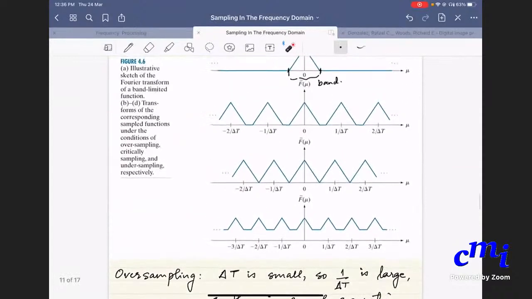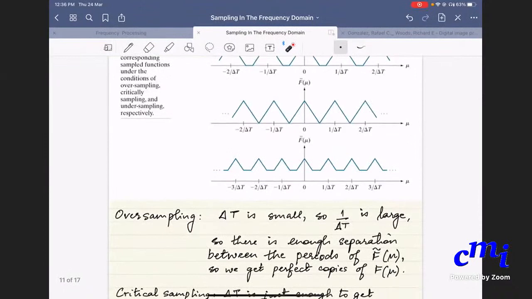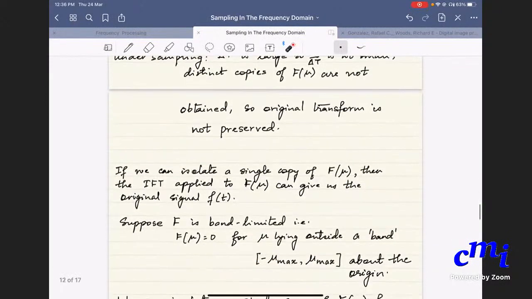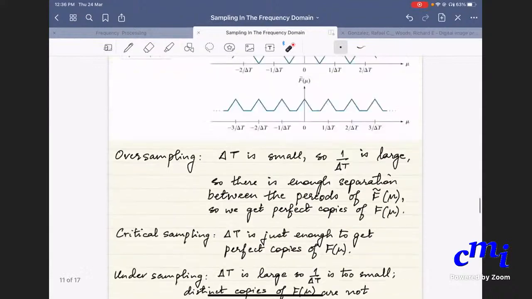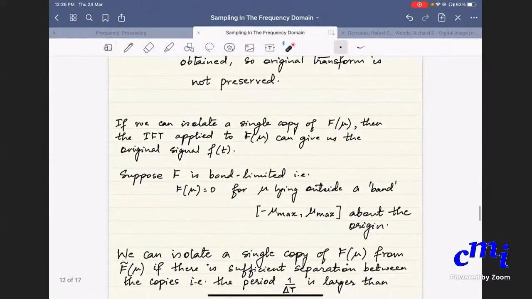Now we'll just make it precise by putting numbers. Here I have just explained these three things: oversampling, critical sampling, and undersampling. So if you can isolate a single copy, then you can reconstruct the original signal. Now to give a number to this interval.